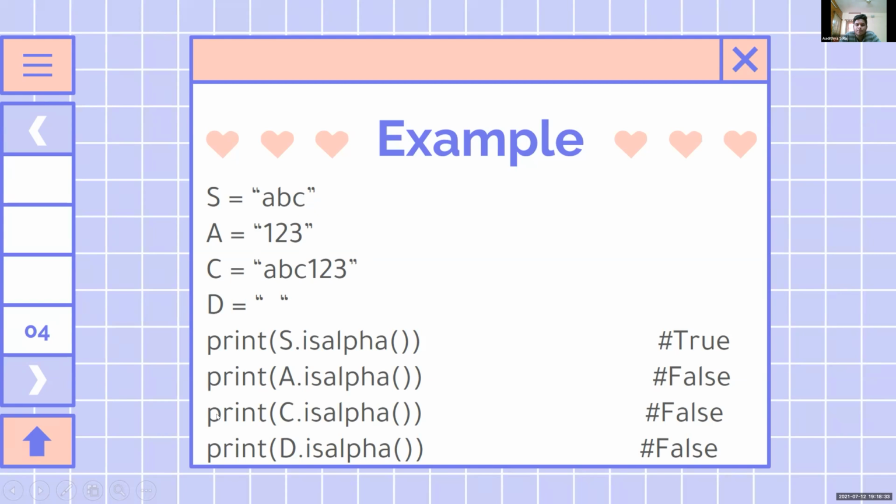Similarly, when we print C dot isalpha also, it is a combination of both numbers and alphabets. So it is also not followed by the condition of isalpha. So it also produces an output as false. Same with the case of D, it is just a white space. So it also produces an output as false.